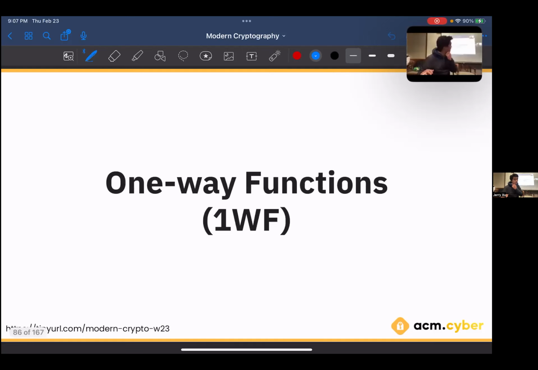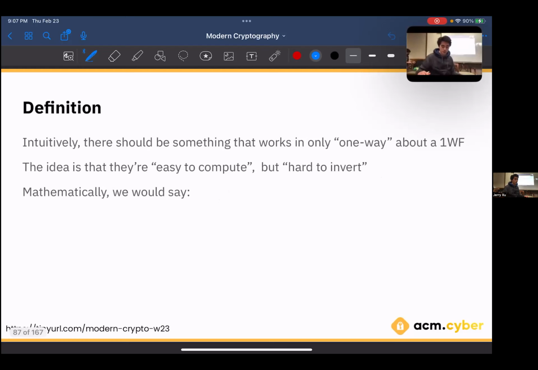All right, so the first thing we're going to start with is called one-way functions, which is the basis of modern cryptography, right? So the idea is something that works in one way. We want to be able to go one way with this function, but we don't want to be able to go the other way quite as easily. So intuitively, a one-way function only works in one way. We're going to say, colloquially, easy to compute, but hard to invert, right?